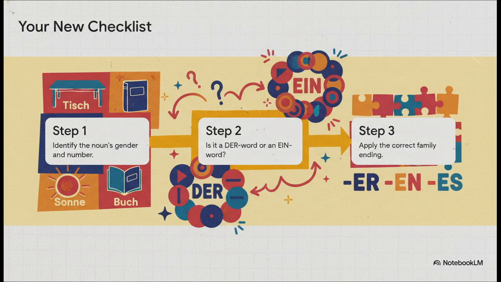So from this moment on, this is your new mental checklist. Super simple. Every time you're not sure what to do, just ask yourself these 3 quick questions. 1, what's the noun's gender? 2, is this a der word or an ein word? And 3, apply that family's pattern. Done. It turns a frustrating guessing game into a simple, logical process.